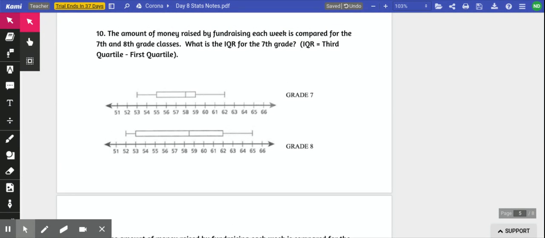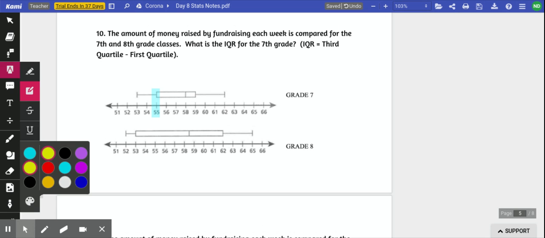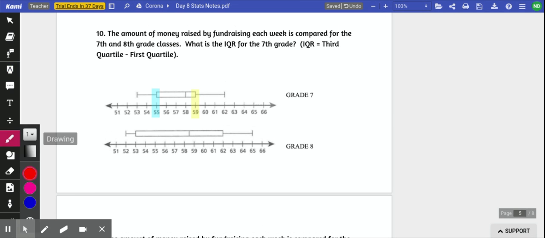Number 10 says the amount of money raised by fundraising each week is compared for 7th and 8th grade classes. What is the interquartile range for the 7th grade? So the 7th grade is the first box and whisker plot. To find the interquartile range, we have to take the third quartile and subtract the first quartile. The first quartile is represented by that first vertical line segment, and the third quartile is represented by that third vertical line segment.